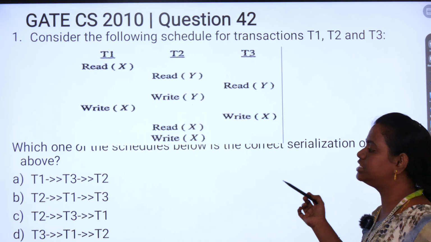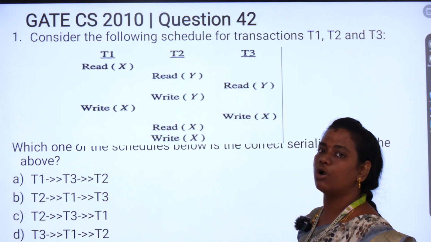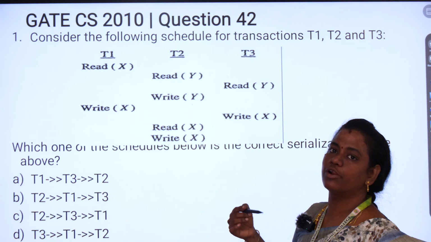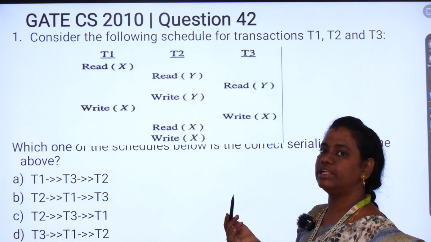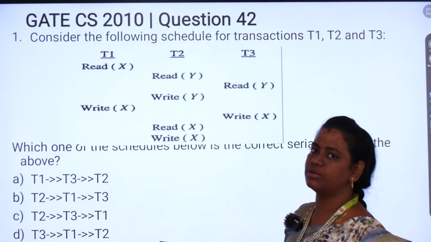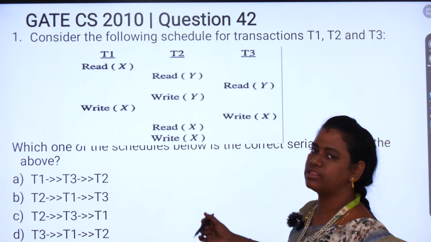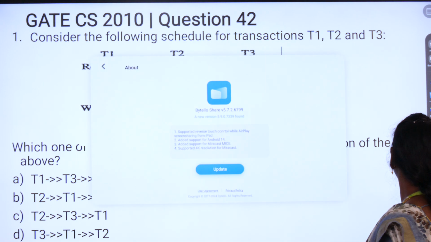We need to find which schedule is correct. For that we need to list all the conflicting operations, and then we are going to draw a precedence graph. If any cycle forms, then it is not serializable. If there is no cycle, then it is serializable. Okay, let's solve the problem.